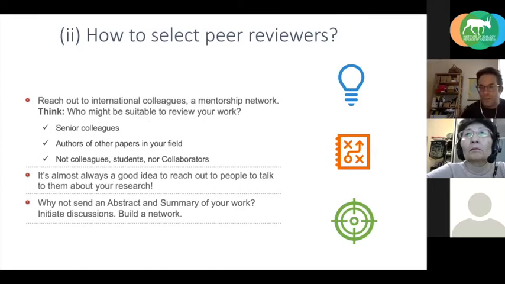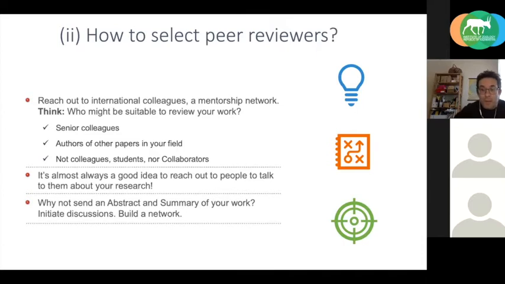People also often ask, how can I select peer reviewers? How can I know which international colleagues are good to choose, good to suggest to journals as potential peer reviewers? And remember, the journal editor might not use your suggestions, but they might use your suggestions. So always make peer review suggestions in your cover letter, even if you're not asked to. It often will be helpful to editors. Who can you suggest? People ask.